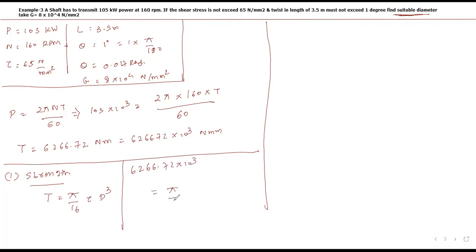That should be equal to pi by 16 times tau, what is the value of tau, 65, multiplied by d cube. Calculate it and give me the value of the diameter. Your diameter will be 78.89 mm. Calculate it and check. I will give you 2 minutes to calculate it and check. This is your first value.